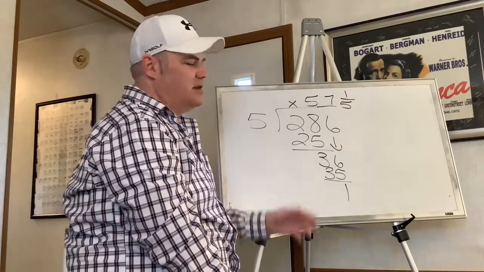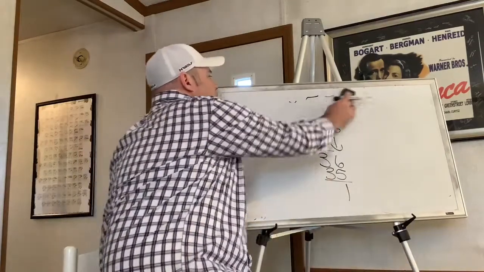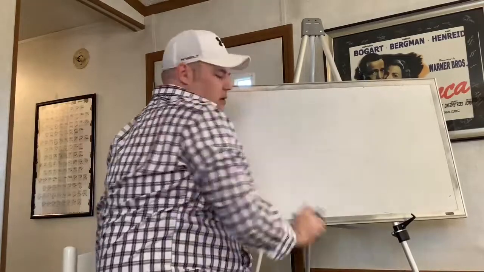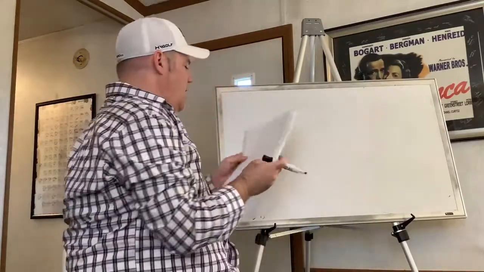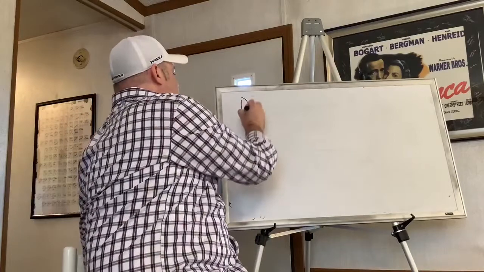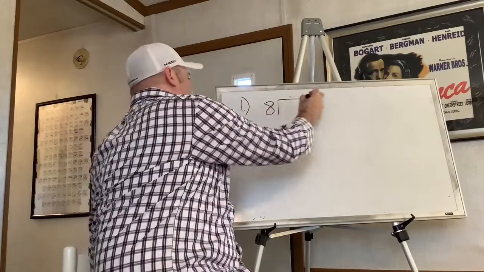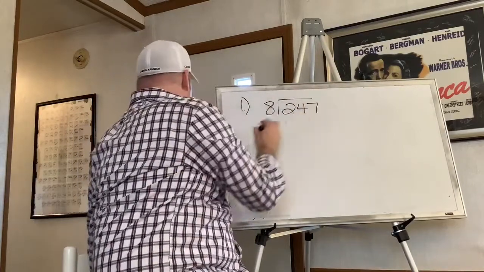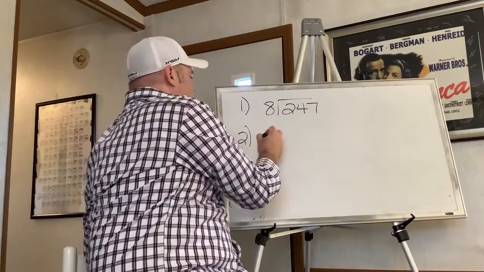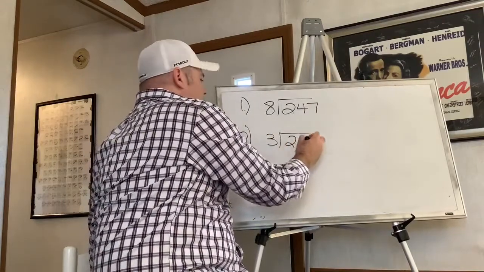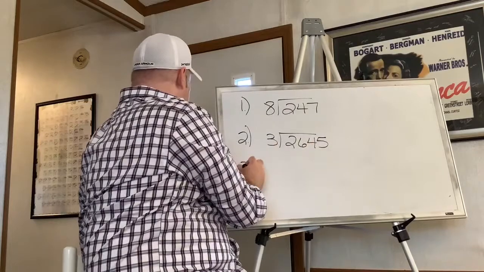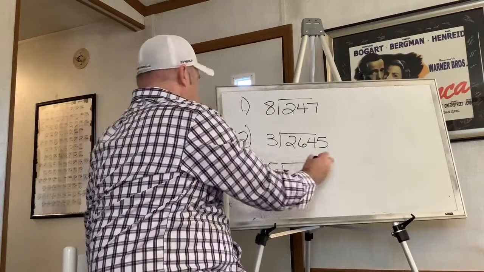So that's what you're going to do with these. So I'm going to have you do some, and turn these into fractions. So all you got to do is take the remainder. These are not going to come out evenly. So you're going to have a remainder, and I want you to make that remainder a fraction. Okay?